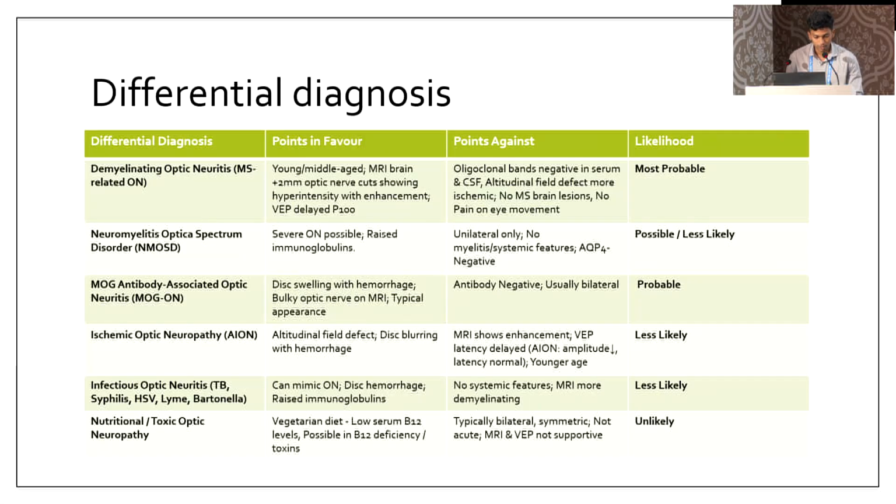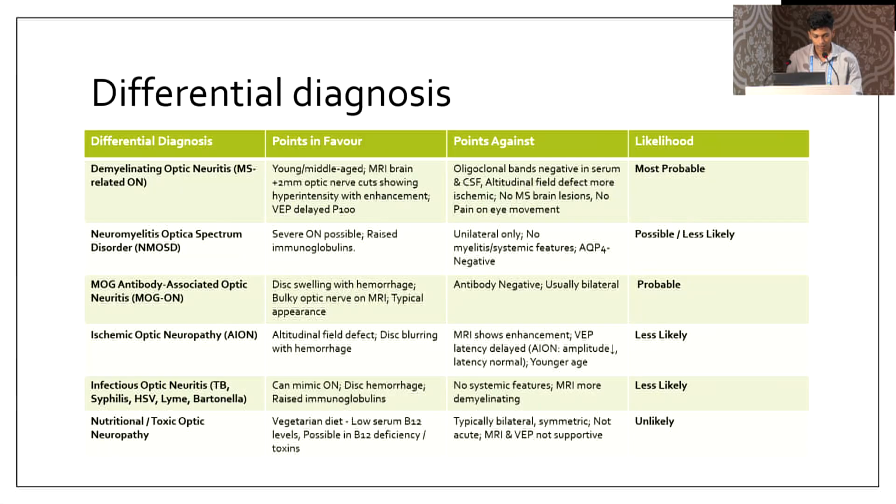So MOG antibody associated optic neuritis: the points in favor were disc swelling with hemorrhage, and bulky optic neuritis on MRI. So the typical approach is the same. The points against were that antibodies were negative, and it is usually bilateral. So probable, maybe.